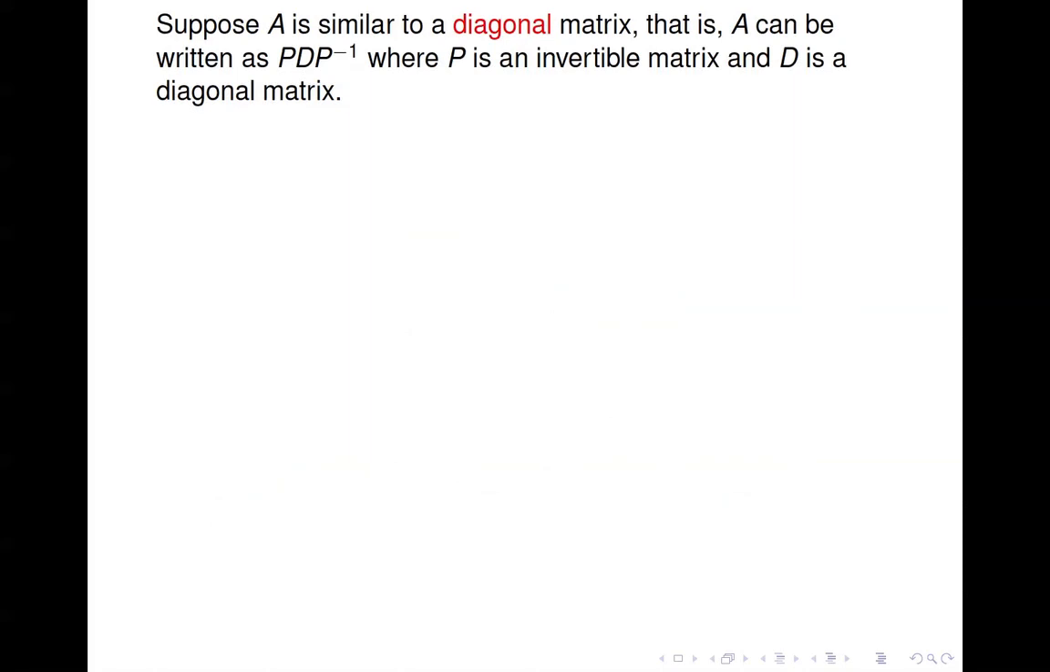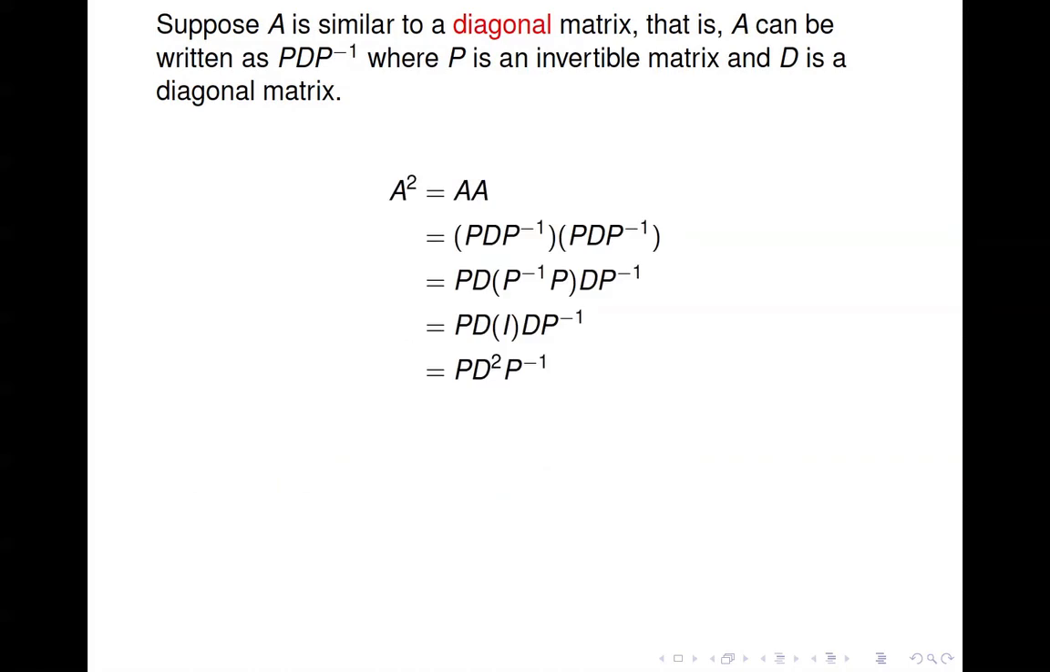All right, so let's suppose that A is similar to a diagonal matrix. That is, A can be written as PDP inverse, where P is invertible and D is a diagonal matrix. Now, what does that get for you? Well, just look at what happens when you compute A squared. A squared is A times A, and when we substitute PDP inverse in for A, we have this. Now, the trick here is to group the P inverse times P together. So we got P inverse P right here in the middle. If we group that together, that's the identity matrix.